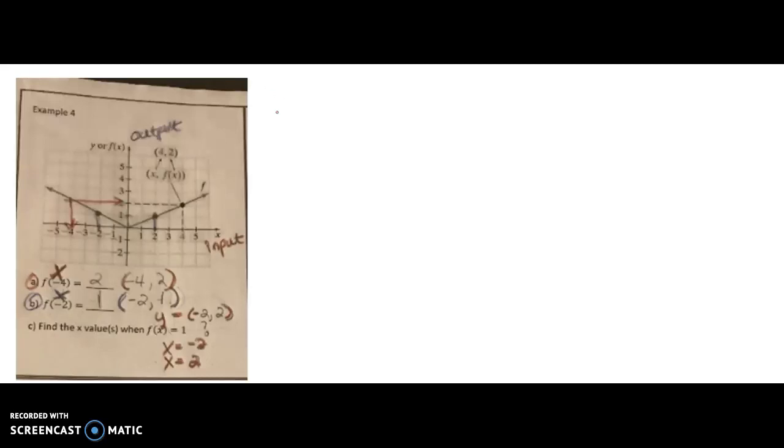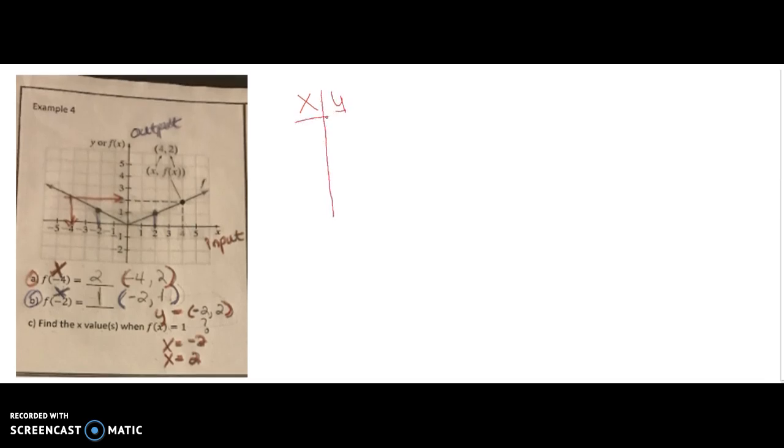Alright, so we're looking at this V-shaped graph, and all we're doing, I'm going to explain this a different way. All we're doing is finding x and y value pairs that go together using this picture. It's just using function notation instead of an xy table of values. So it might be easier to see on an xy table of values.